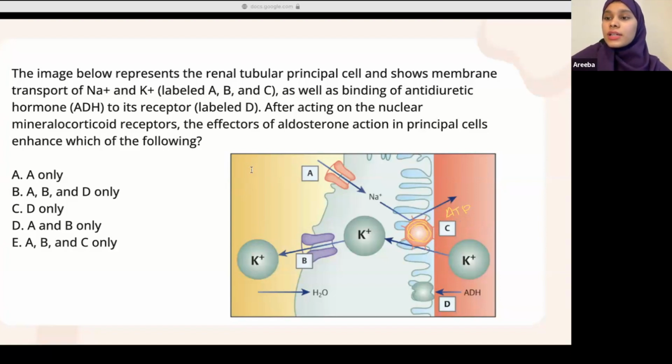So this one is ADH binding. After acting on the nuclear mineralocorticoid receptor, the effectors of aldosterone action in the principal cells will enhance which of the following? So basically, when you have aldosterone, which one of these is it going to affect?